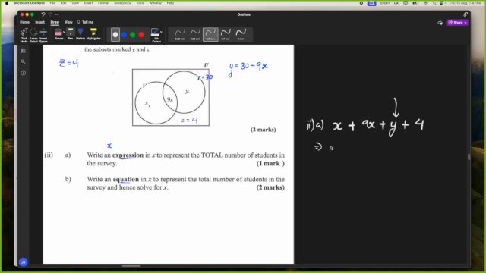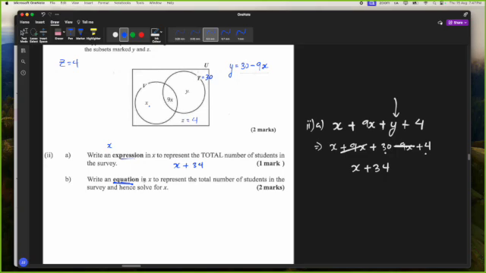So that would imply x plus 9x plus y, which is 30 minus 9x plus 4. So you can see 9x will cancel with this 9x. And so I'll have 30 plus 4, which is x plus 34. Right? So an expression in x to represent the total number of students in the survey is x plus 34. That is the expression. Now they're going to ask for an equation.